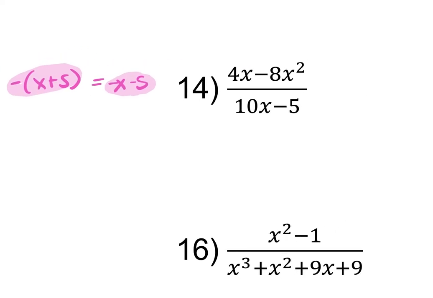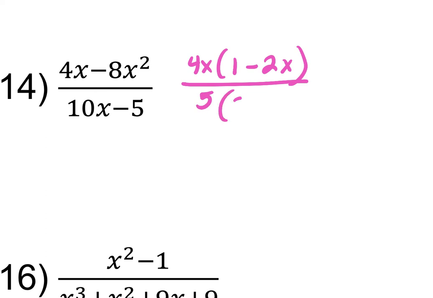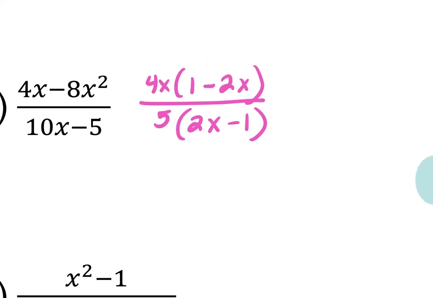No. Okay. All right, 14. What can I do in the numerator? 4x. Greatest common factor would be 4x. And I'd get 1 minus 2x. Denominator, greatest common factor is 5. And I get 2x minus 1. So again, not the same, but opposites. One gets a 1 and one gets a negative 1.